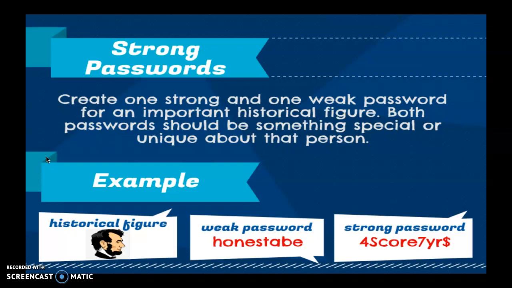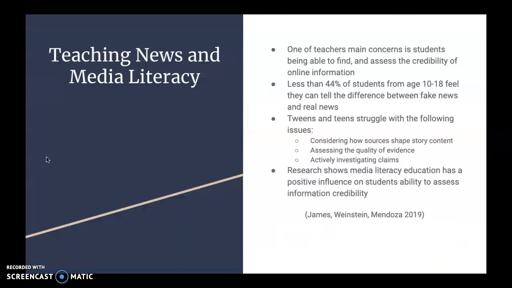Pretty easy to guess. Whereas a strong password, 7 years with the money sign, numbers, it's got a capital S it looks like. We've got a couple of different things there, changing some things up that make it a lot tougher to guess. So that would be that lesson. Now we're going to move on to teaching news and media literacy.